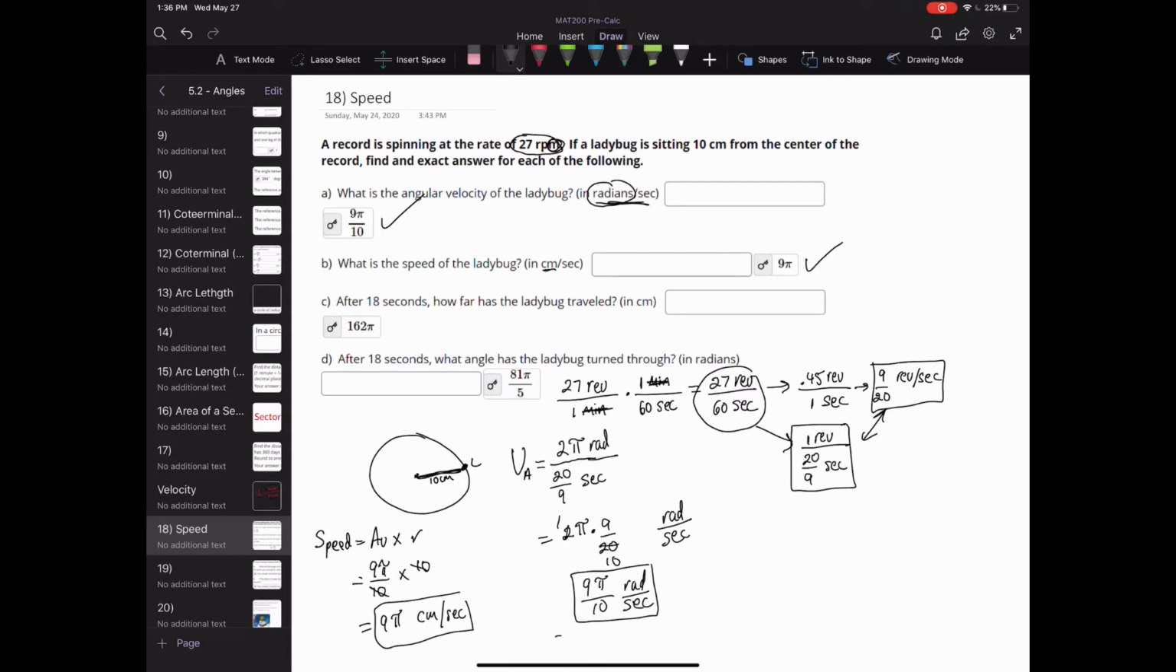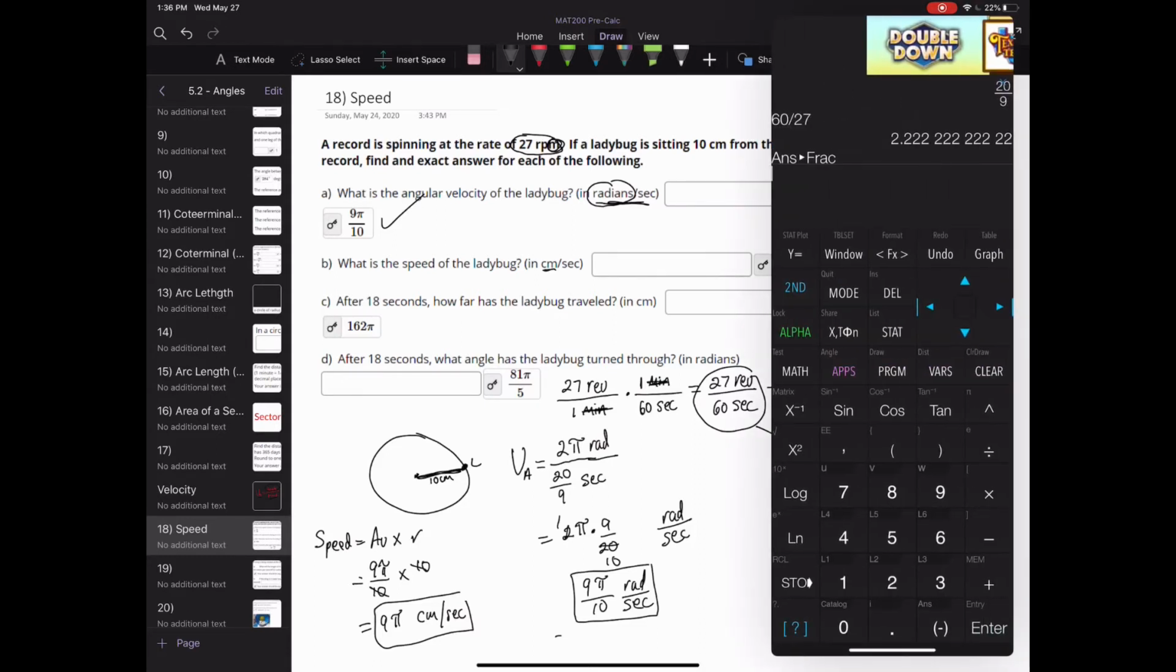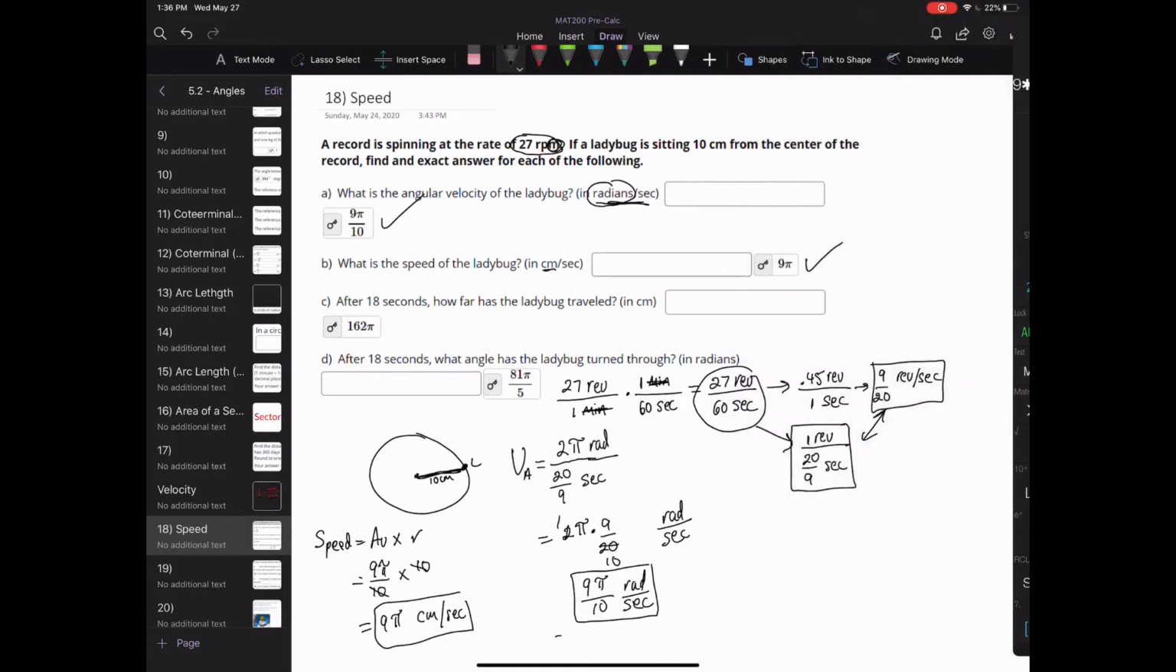After 18 seconds, how far has the ladybug traveled? Now if it's traveling 9 pi centimeters every second, let's multiply that by 18. So 9 times 18. I'm leaving out the pi because I'm just going to tack the pi on at the end. This is 162. And you can see we have 162 pi.